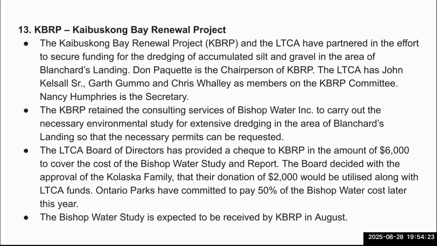The draft report is imminent if it hasn't already been received. And hopefully they'll get the application in for the environmental assessment for dredging, and we'll go from there, and also do the funding application. Any questions on that? Because that is a new project that we're involved in on the periphery, but not directly. John Kelso, I believe, is online here. John is past president of the LTCA and is adding his expertise to the committee. John, do you have any comments?